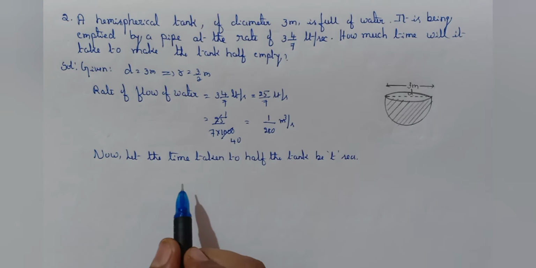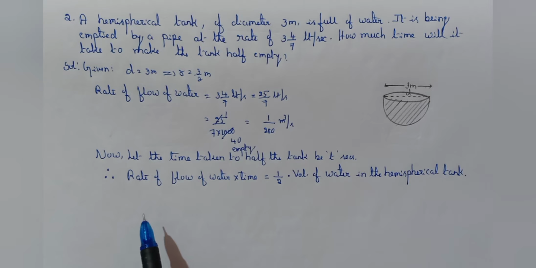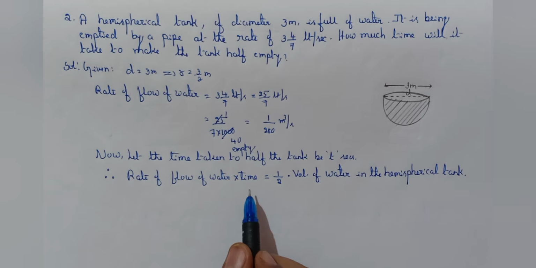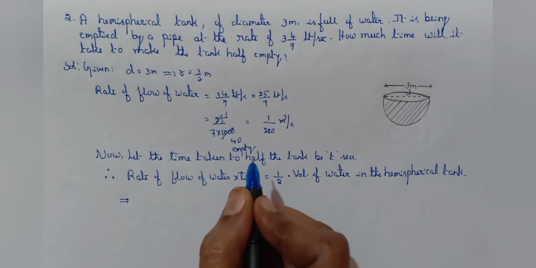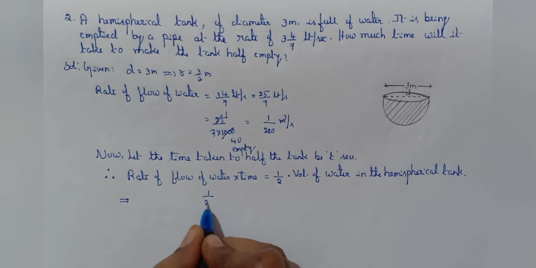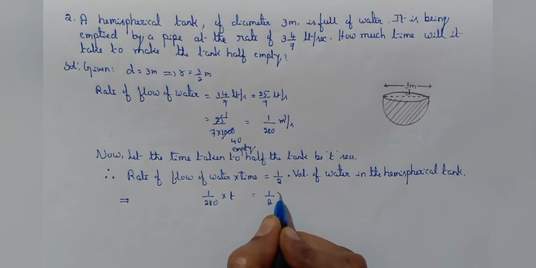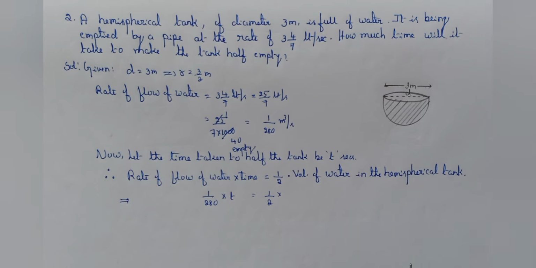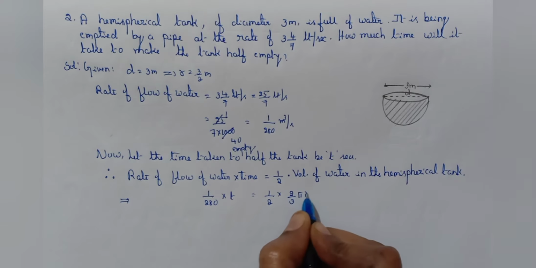Now let the time taken to empty the tank be t seconds. Therefore, rate of flow of water into time taken is equal to half of the volume of water in the hemispherical tank. Rate of flow of water is 1 by 280, so 1 by 280 into t is equal to half into the volume of the hemispherical tank, which is the volume of the hemisphere, 2 by 3 pi r cube.